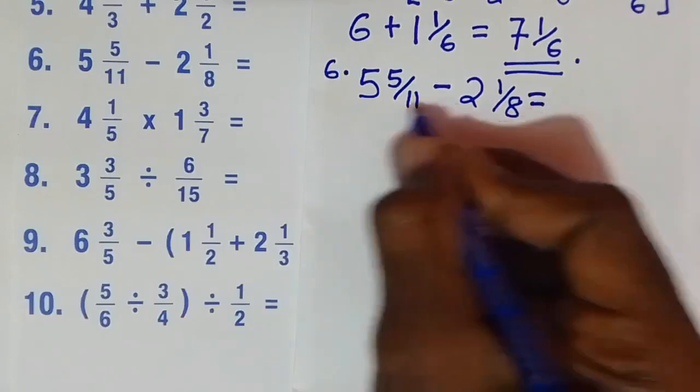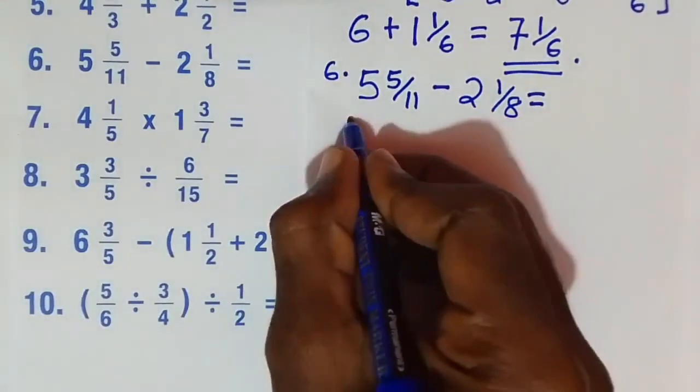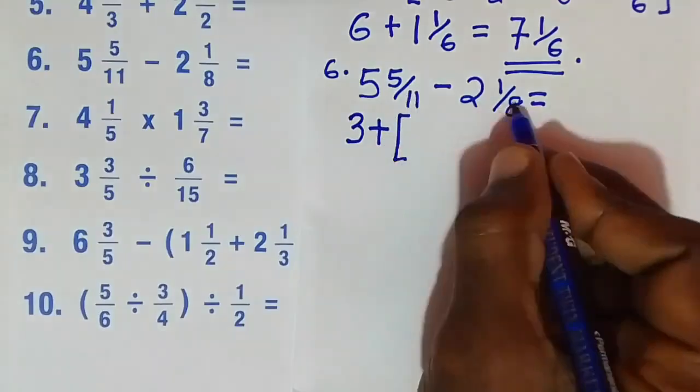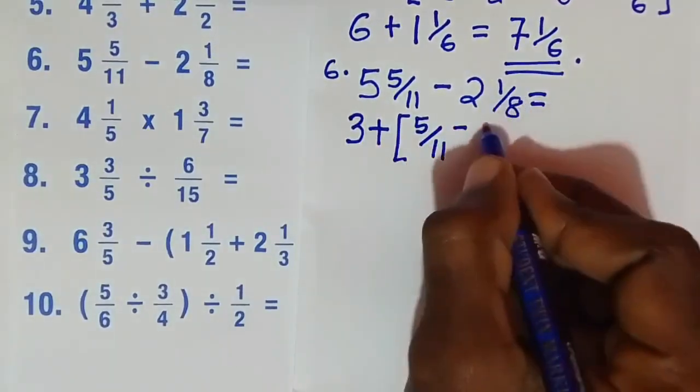We are going to take the whole number, take away whole number. 5 take away 2, we remain with 3. We are going to take fraction, take away fraction. 5 over 11, take away 1 over 8.